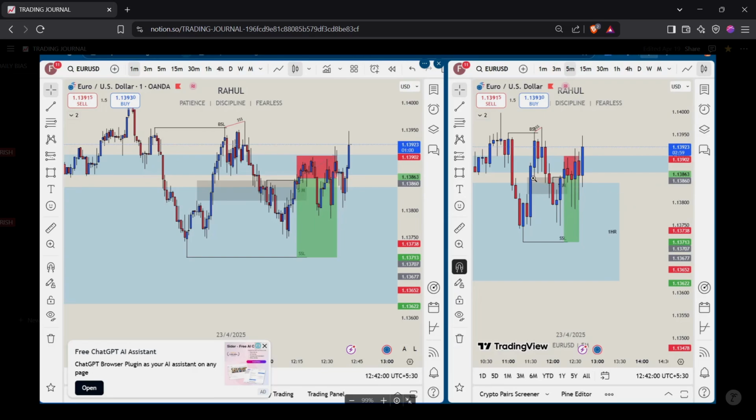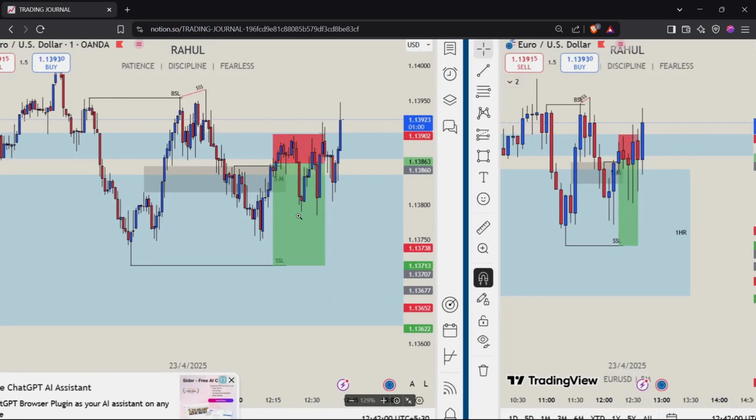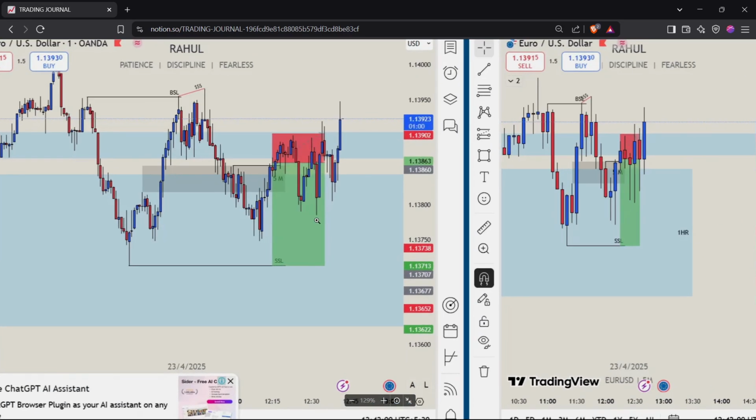Not fair value gap, sorry, 5 minute inverse. So yes, there was the inverse over here, and I had entered that. Somewhere around here, I put my stop loss to break even. My initial stop loss was above this 1 hour fair value gap. Then after this, while the trade was here, I was running about 1:2 profit.